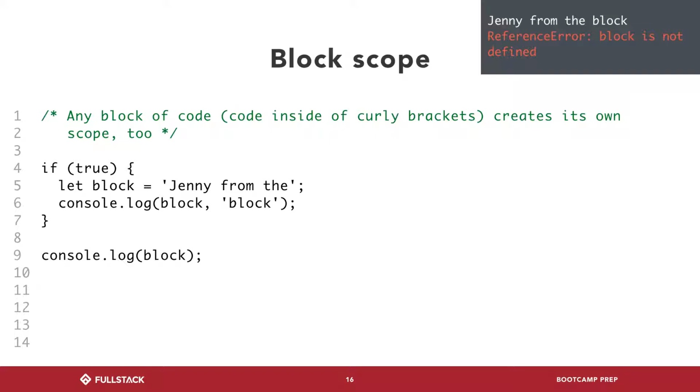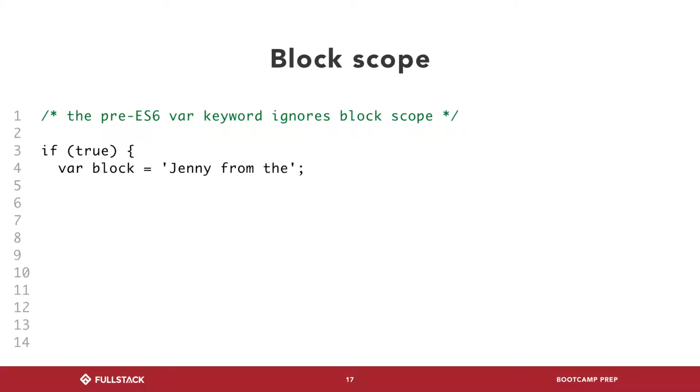Okay. All right. Cool. So in this case, once again, inside here we print out Jenny from the block. Totally cool. No problem at all. Out here, I don't have access to this block variable, right? It's inside the scope of a child scope. So line 9 is going to give us a reference error, much like it did in the first example too.